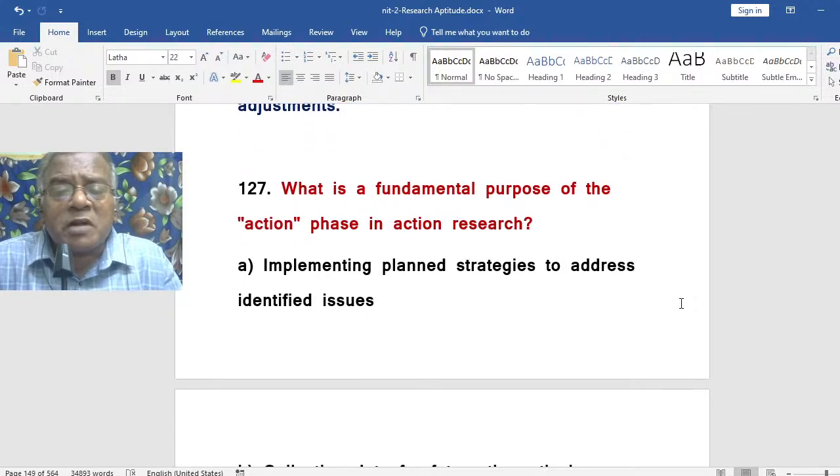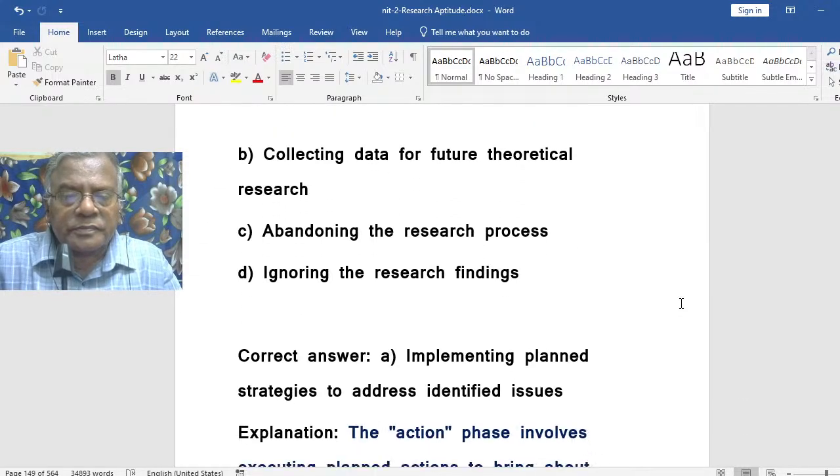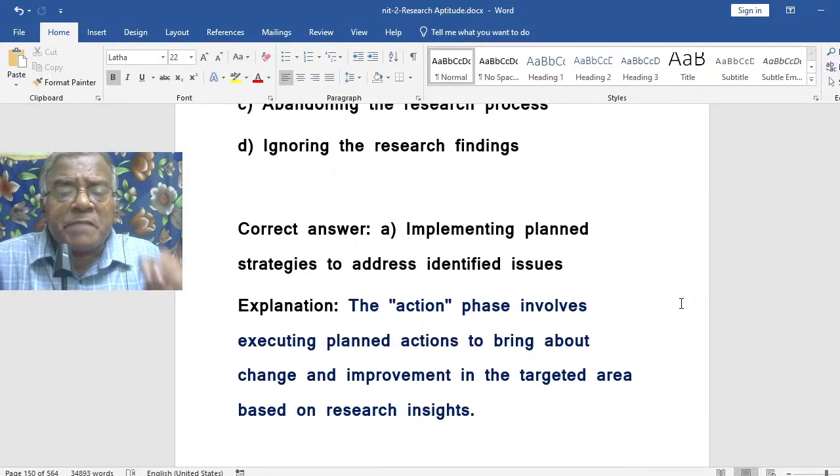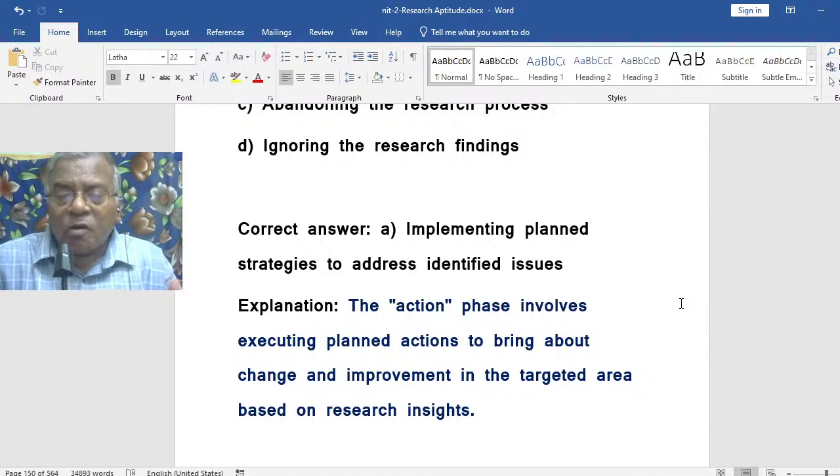What is the fundamental purpose of the action phase in action research? What does this word action mean in action research? Just try to understand which is the correct one. That is implementing planned strategies to address identified issues. After studying, you come across certain strategies, you implement them, and that is called action.